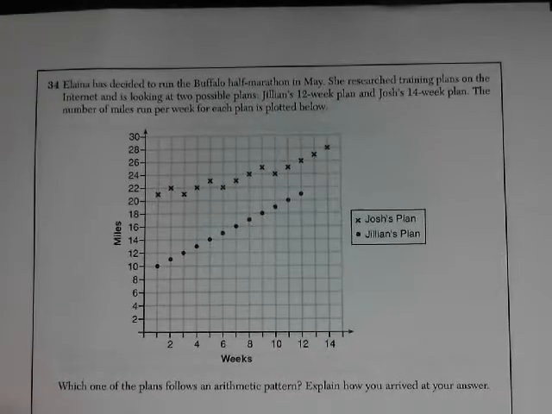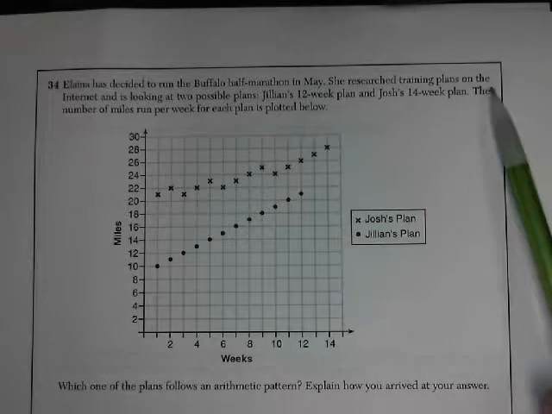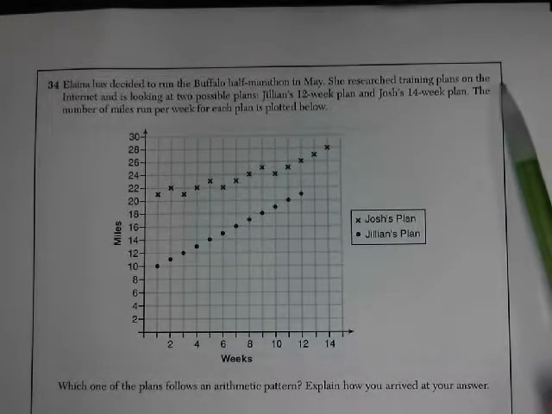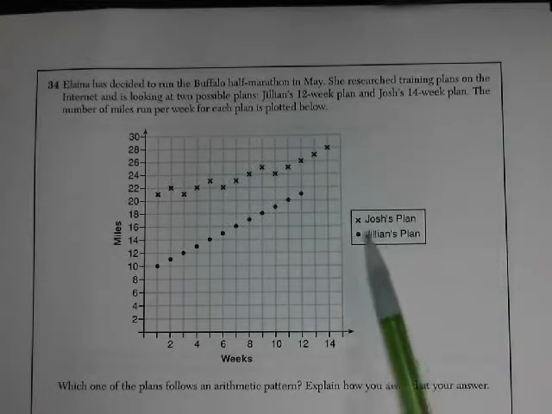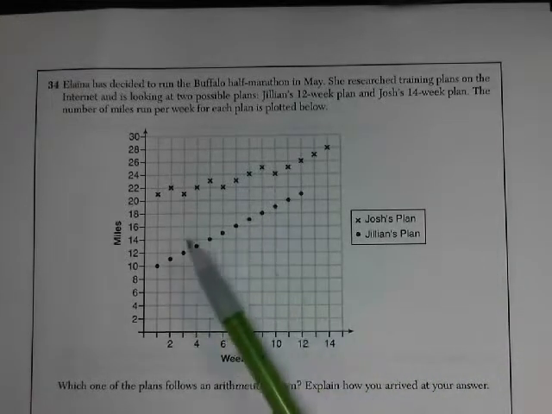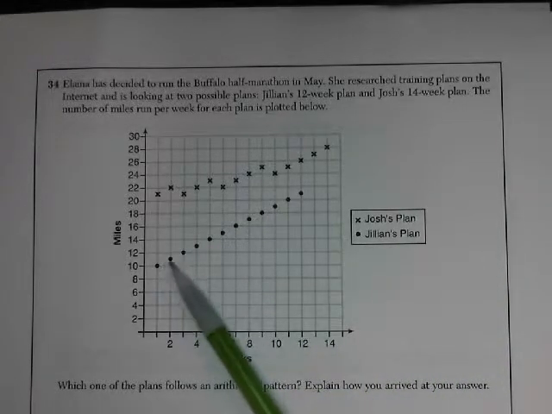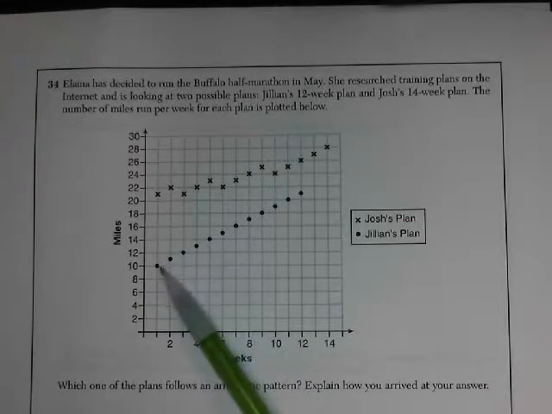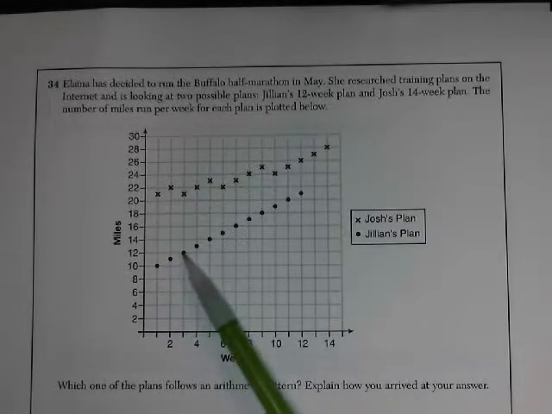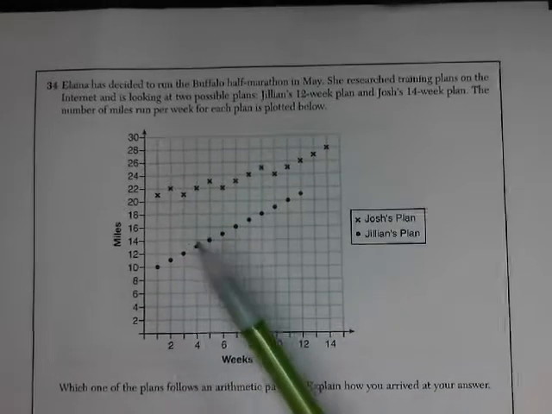Okay, so on this next one, it's a longer problem. Elena is running the Buffalo Half Marathon in May. She researched training plans. She's looking at 2 possible plans. Jillian's is with the dots. Jillian seems to be a perfect linear approach, where every additional week, she's running 1 more mile. So at the 1 week mark, she's running 10, 2 weeks 11, 3 weeks 12, 4 weeks 13.